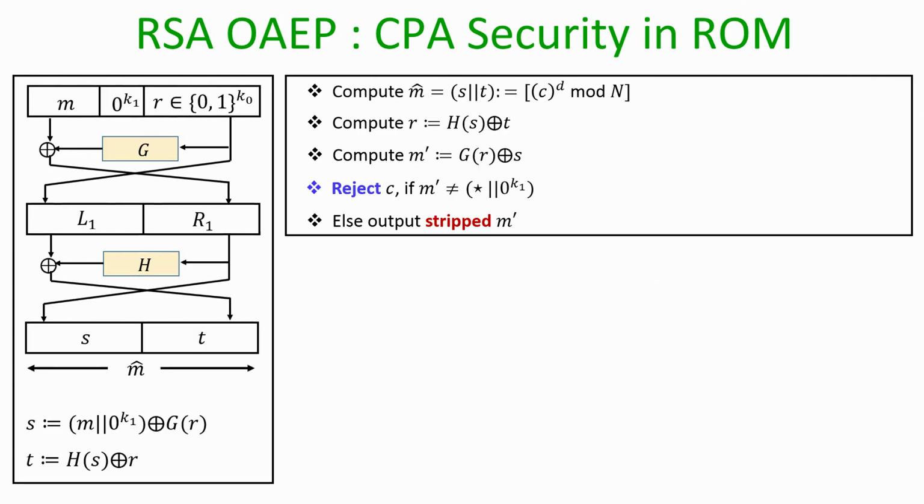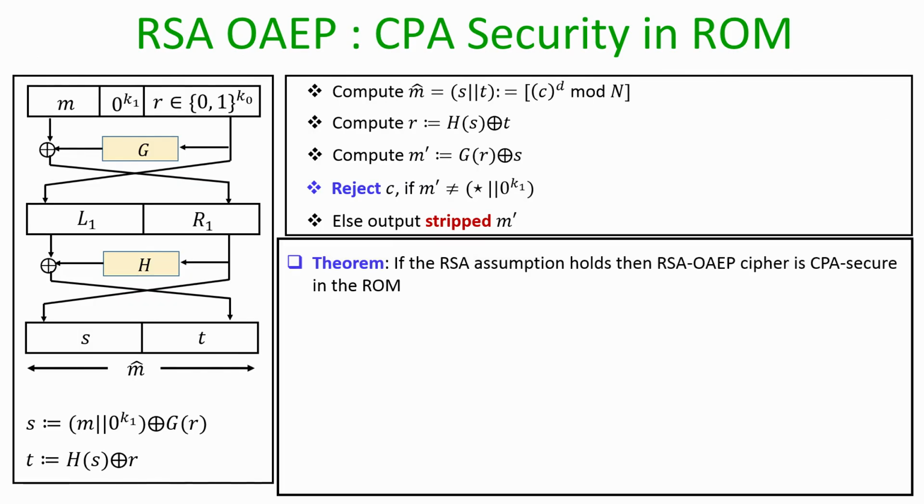So, now let us try to argue about the CCA security of this RSA OAEP encryption process. The theorem that we can prove is that if the RSA assumption holds, then this RSA OAEP cipher is a CPA secure cipher in the random oracle model. The proof is really involved and subtle, so we are going to discuss only the high level ideas of the proof here. The full details you can obtain in the manuscript by Bellare and Shoup.